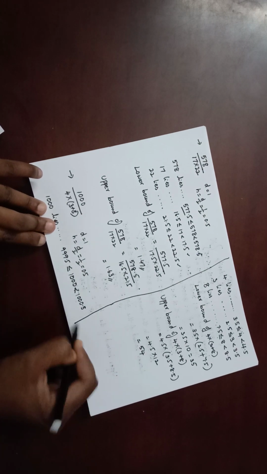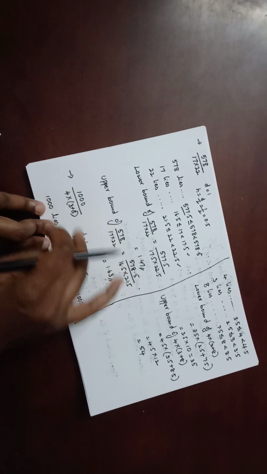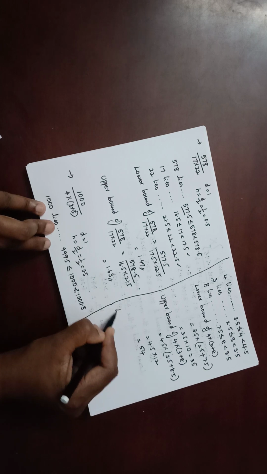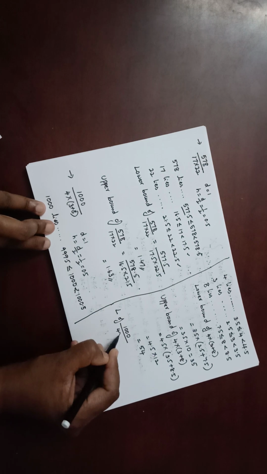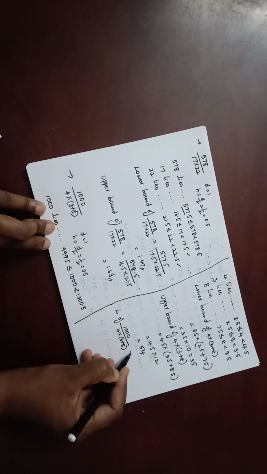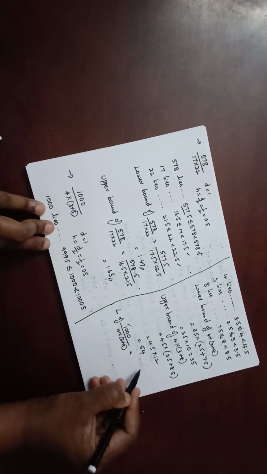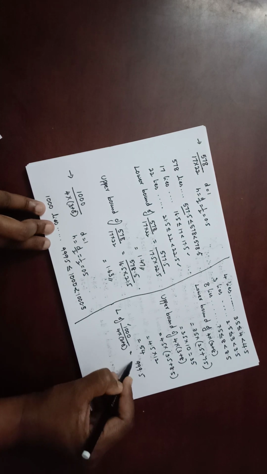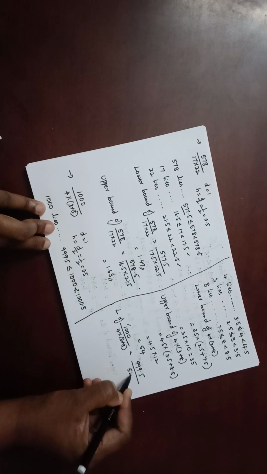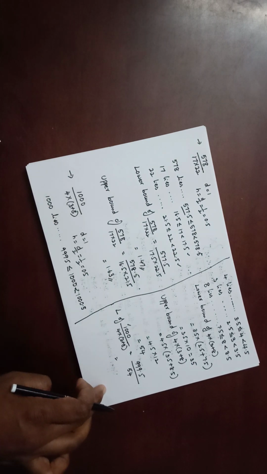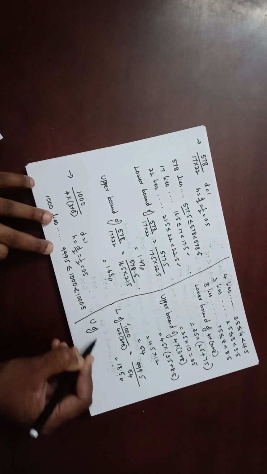The value is 54. Now you should take the lower bound of the calculation and upper bound of the calculation. Now lower bound of 1000 by 4 into 3 plus 8: lower bound of the fraction means lower bound of this, that is 999.5 divided by upper bound of the denominator, that is 54. So what is the answer? 18.5.